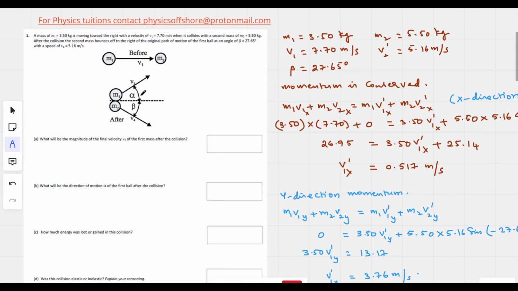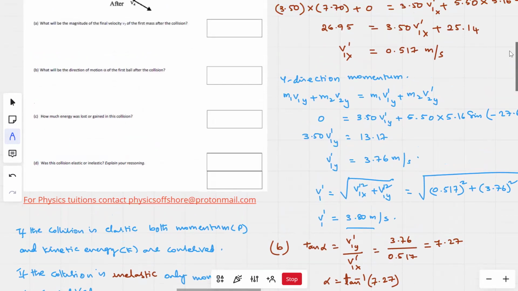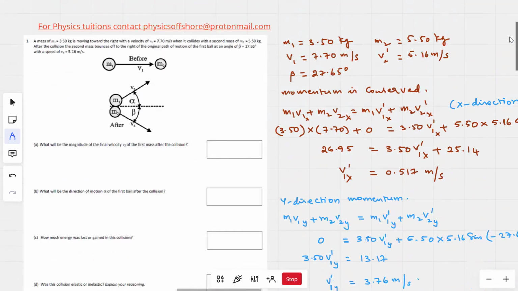Now, we know the collisions are of two types, elastic collision and inelastic collision. Suppose if the collision is elastic, both the momentum and kinetic energy are conserved. And if the collision is inelastic, only momentum is conserved. So based on this, we will try to solve the problem. Whatever may be the collision, the momentum is conserved. So from the momentum aspect, we will try to find out the final velocity of the first ball and also the direction.